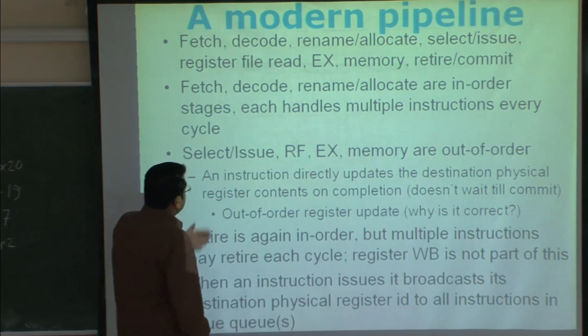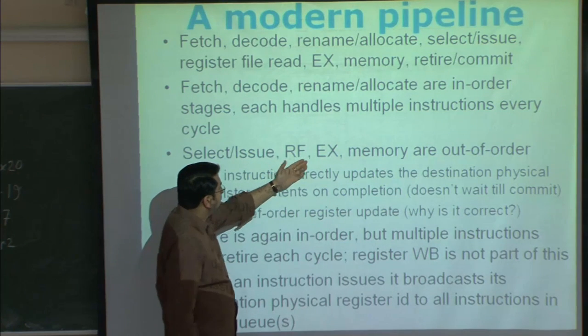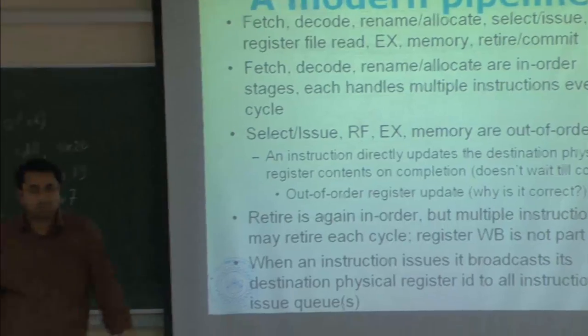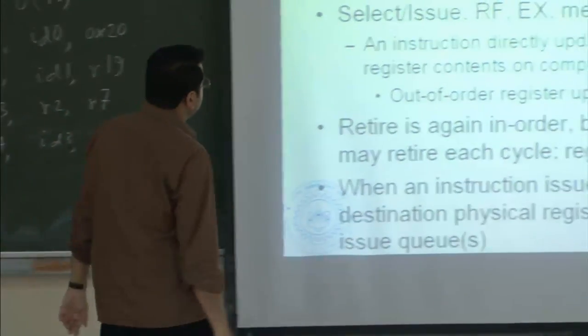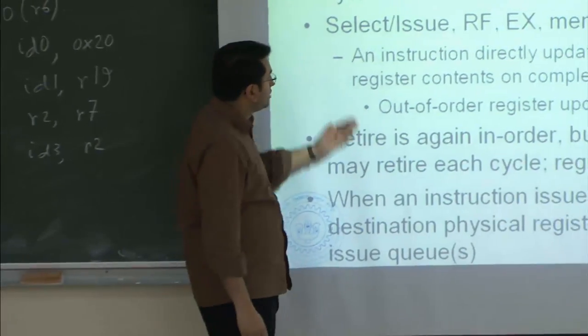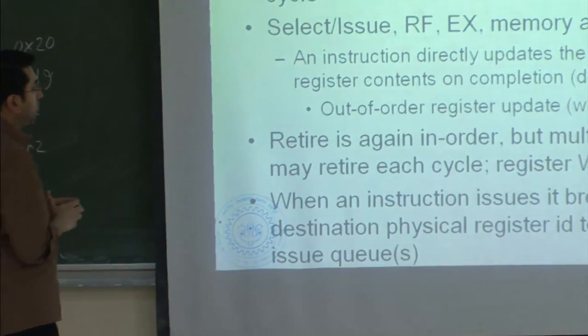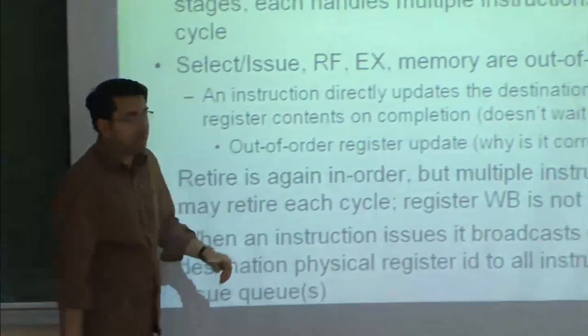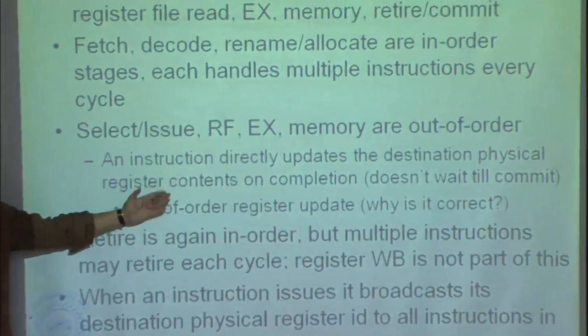Select, issue, register file read, execution, and memory lookup are out of order. You can execute instructions as and when they become ready. You don't have to obey the order. An instruction directly updates the destination physical register contents on completion, and doesn't wait till commit. We'll soon argue that this is correct.